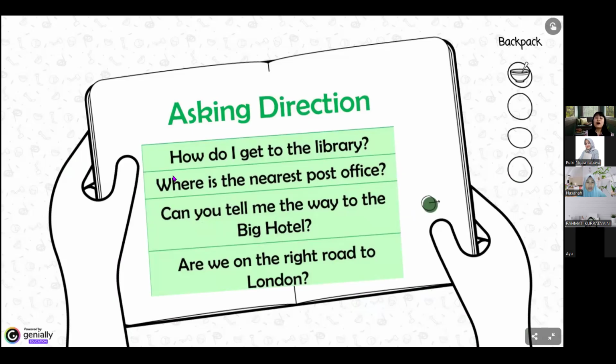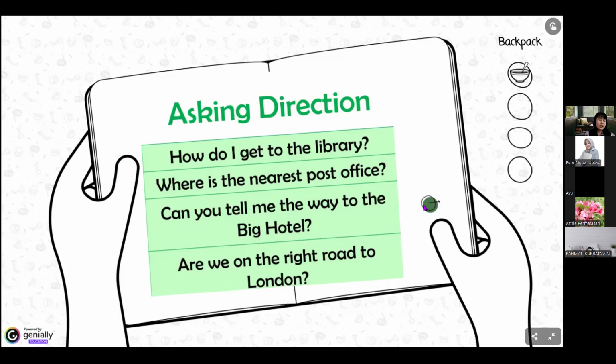How do I get to the library? Okay, the second one. Where is the nearest post office? Okay, can you tell me the way to the big hotel? Are we on the right road to London? Okay, good job. We use these expressions when we don't know a place or when we are lost.